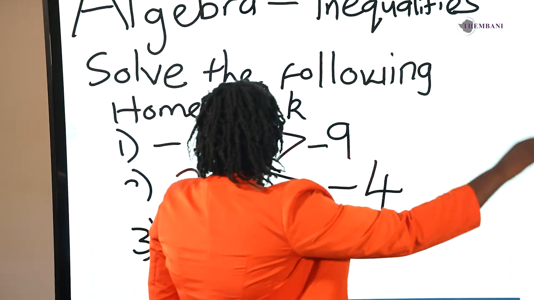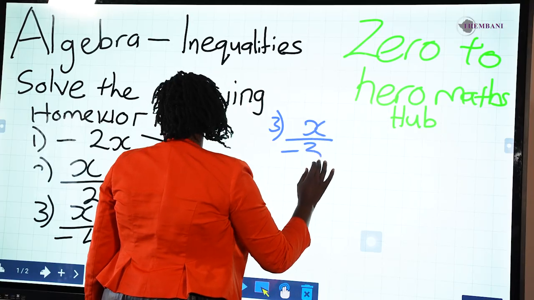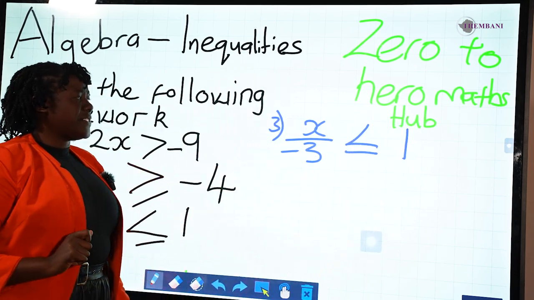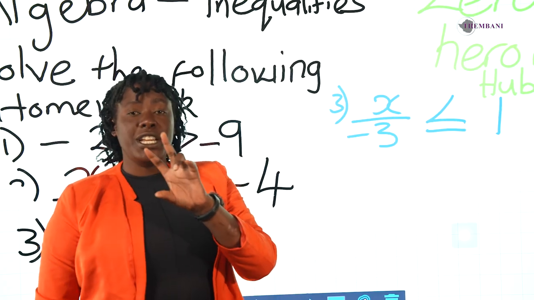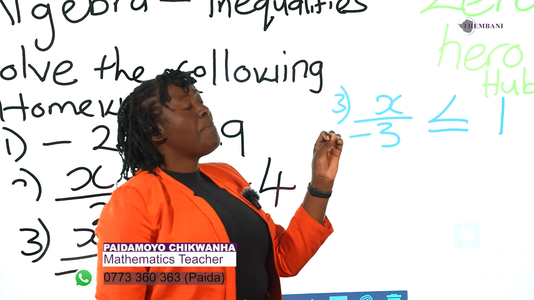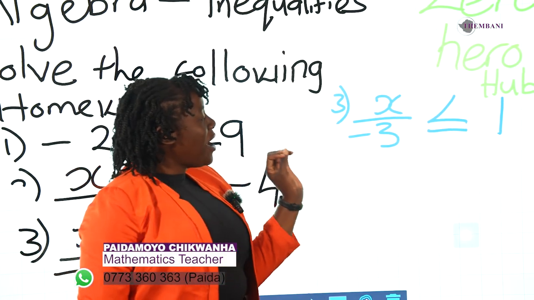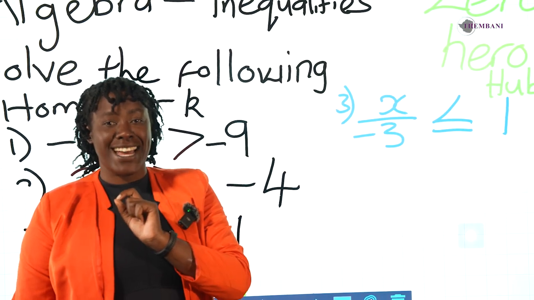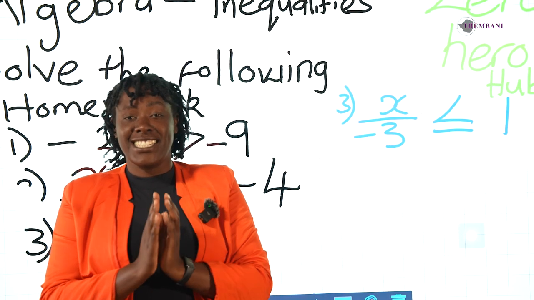So, the third question is x over negative 3 is less than or equal to 1. Notice we have a fractional component, so we need to remove the fractional component first. How do we remove a fractional component? We are going to multiply both sides by negative 3. If we multiply by a negative, our inequality sign changes direction. Always remember that when we multiply or divide by a negative, our inequality sign changes direction.